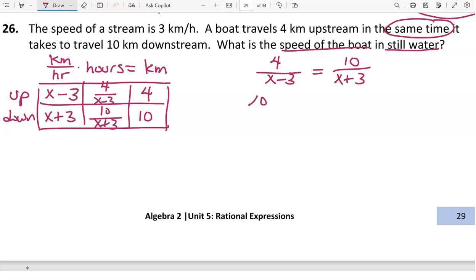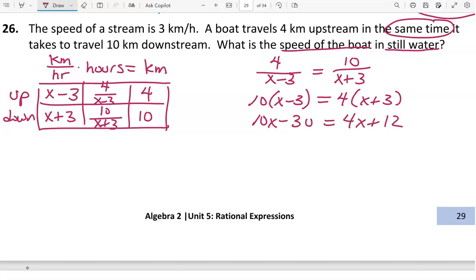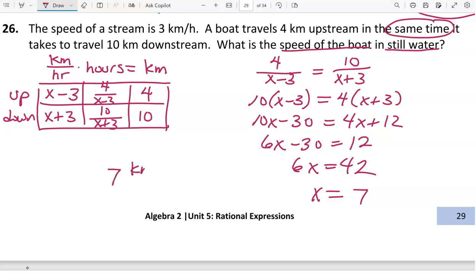In cross multiplication, also known as the butterfly method, the cross products 10 times x minus 3 and 4 times x plus 3 are set equal to each other. So multiplying, 10x minus 30 is equal to 4x plus 12. And so subtracting 4x and then adding 30, we get 6x is equal to 42 and x is equal to 7. So that would be the speed of the boat in still water, which would be 7 kilometers per hour. And that is the answer to the question asked.